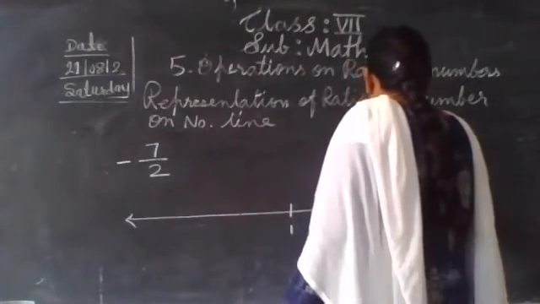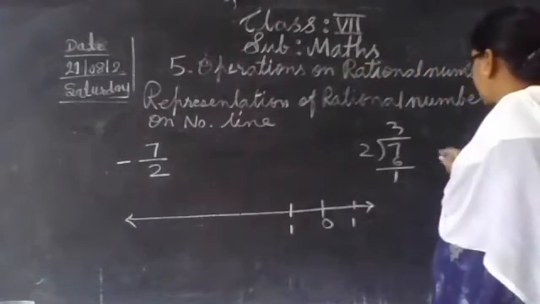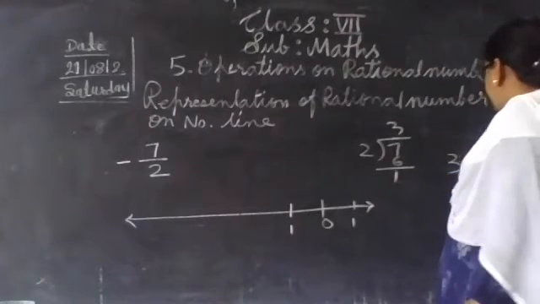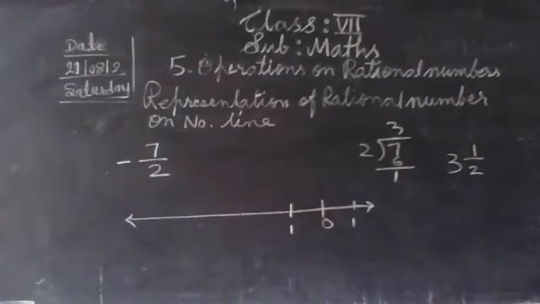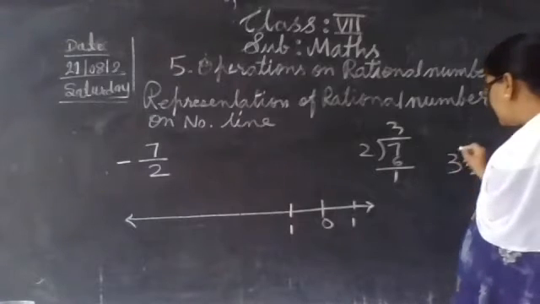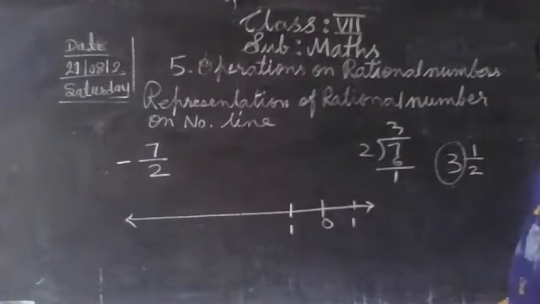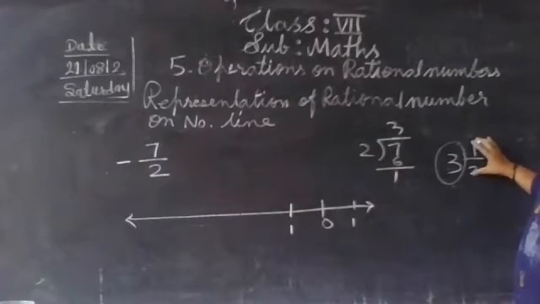2 3s are 6, 1. So what is the mixed form? Quotient is 3, remainder is 1 and the divisor is 2. 2 3s are 6 plus 1, 7 upon 2. Got it? That means 3 is a whole number. We get whole number 3 and some fraction.